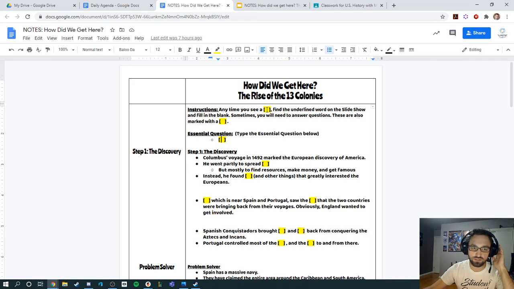So if you see this little highlighted portion here, these are blanks that I want you to fill in. So basically on my notes, I'm going to have words that are underlined, and those words are going to correspond to little highlighted blanks here on your guided notes. So that's where you type those words. Okay. So get this doc open, and then I'm going to navigate over to the slideshow so you guys can follow along with me.